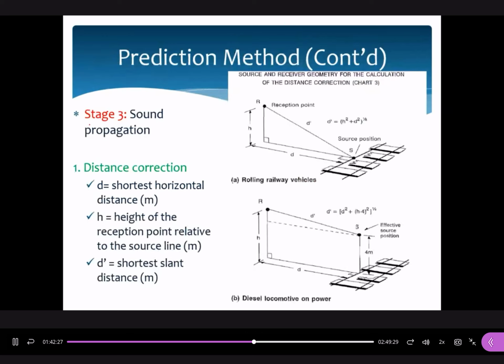Now at stage 3, we have a total of 6 correction factors. The first one is distance corrections. Actually, this is very simple. We have two types, correct? Rolling railway vehicles and the diesel locomotive, correct?